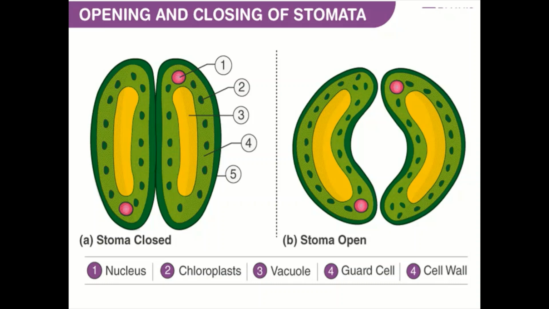kidney-shaped guard cells. When the guard cells become flaccid, because there is less water in the guard cells, the stomata close, which reduces the rate of transpiration. When there is enough water in the soil, the cells remain turgid and the guard cells are distended, because of which the stomatal opening remains open, and this increases the rate of transpiration.